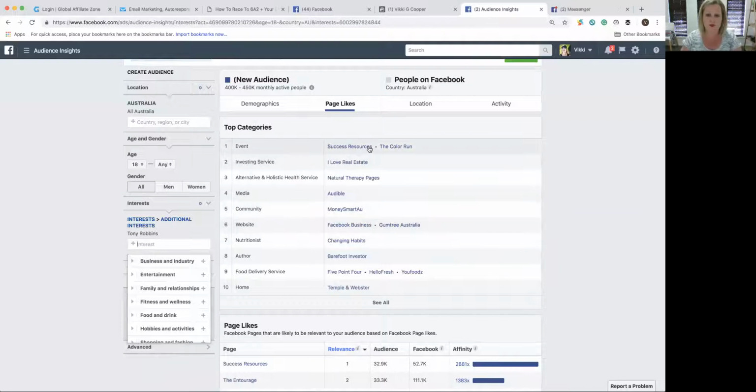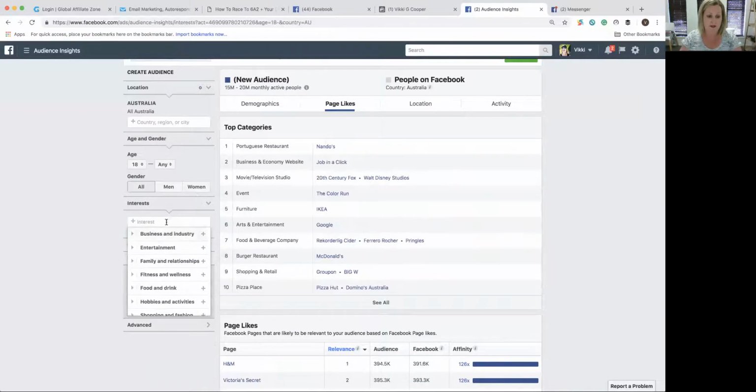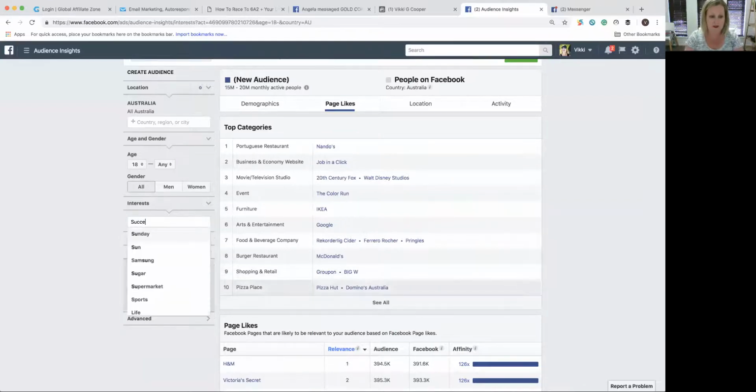So say, for example, Success Resources, I'm just going to pop that down in here and see if it comes up. Some of them won't come up. Some of them are just pages that they've liked and they don't have enough following yet to actually get an interest category for targeting associated to them. So that one doesn't actually come up.